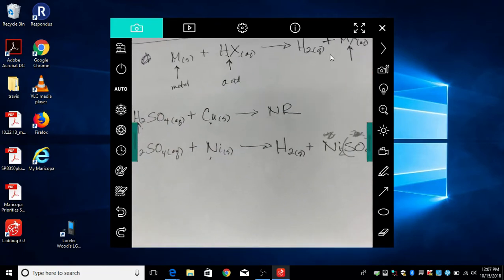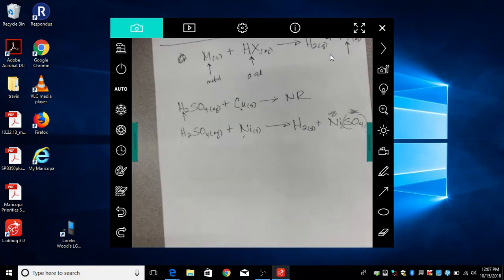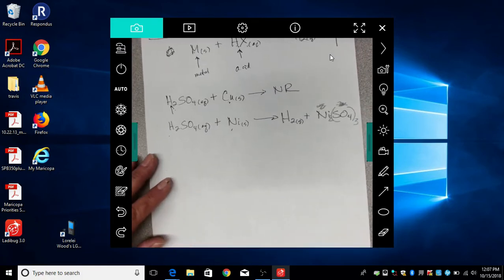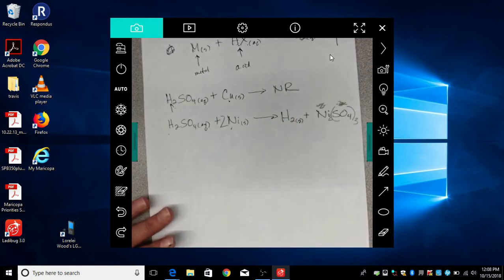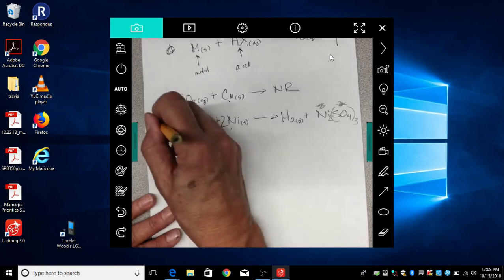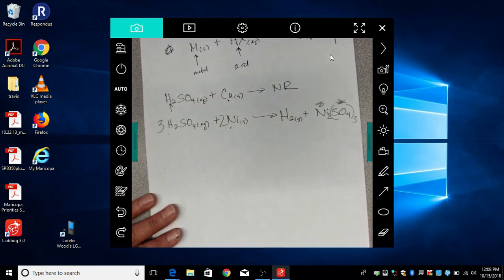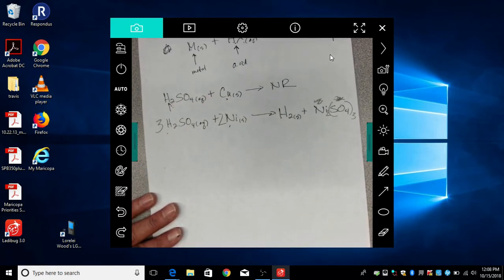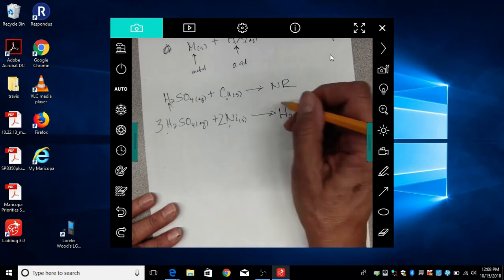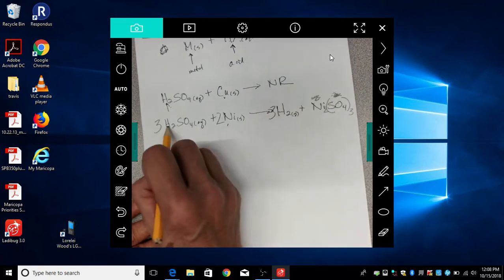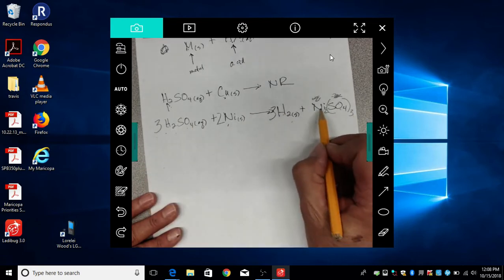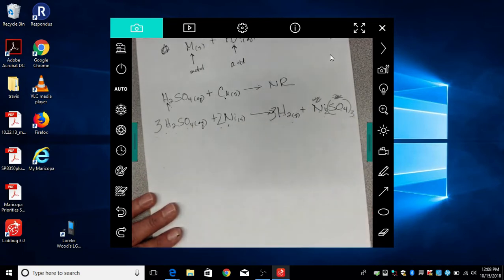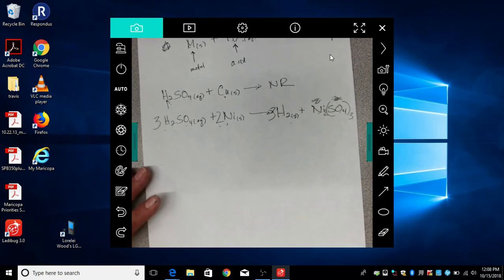All right, now I got to balance this beast. What should I do to balance it? 2 for the nickel. All right, we'll try that first. What else? I'll put a 3 there. But now that really messes up my hydrogen. I could put a 3 there, so then 3 times 2 is 6 hydrogen, 3 times 2 is 6 hydrogen, 3 sulfates, 3 sulfates, 2 nickels, 2 nickels. We're golden there, right?